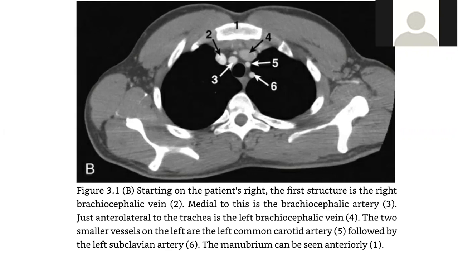What's 5 and 6? I don't know, man. I'm cheating here, I'm looking at the answers. On the left side there's no left brachiocephalic artery, right? It's just carotid and subclavian. Only the right side has a brachiocephalic, because the carotid branches off of the brachiocephalic on the right side. So 5 is your left common carotid artery, 6 is your left subclavian, and 4 is your left brachiocephalic vein. I'm gonna go through 4 more. Just know these real good.